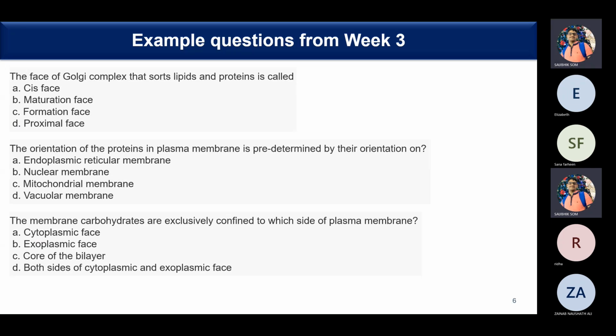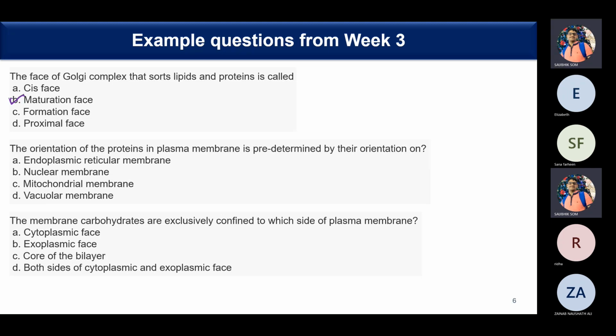Correct. Okay. Next. Which phase of the Golgi complex sorts lipids and proteins? Of course, the maturation phase, because at that phase all the proteins and lipids are properly processed and all the post-translational modifications are done. Then from the maturation phase they are sorted out, correct? It matures here. The proteins and lipids are sorted and matured.